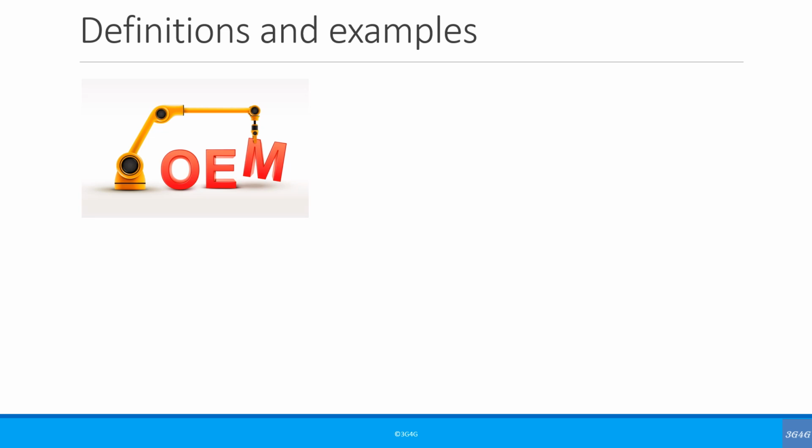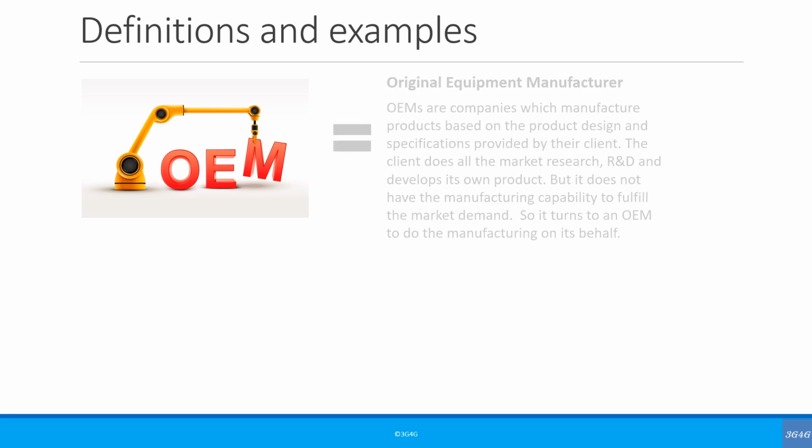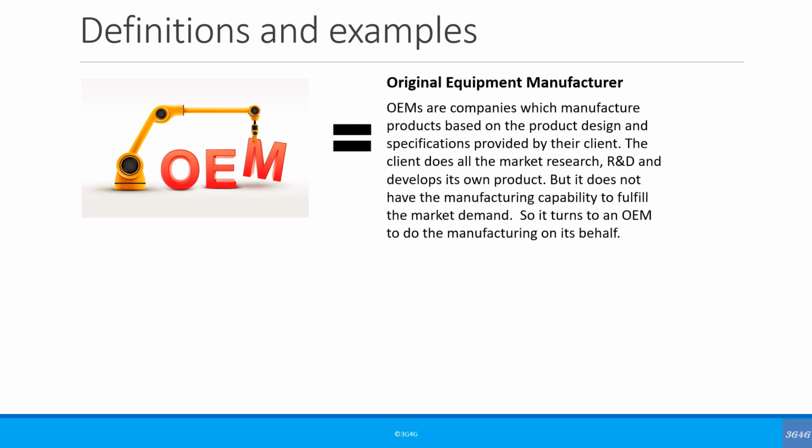So basically, here are the most commonly accepted definitions. OEM stands for Original Equipment Manufacturer. OEMs are companies which manufacture products based on the product design and specifications provided by their client. The client does all the market research, R&D, and develops its own product, but it does not have the manufacturing capability to fulfill the market demand. So it turns to an OEM to do the manufacturing on its behalf.